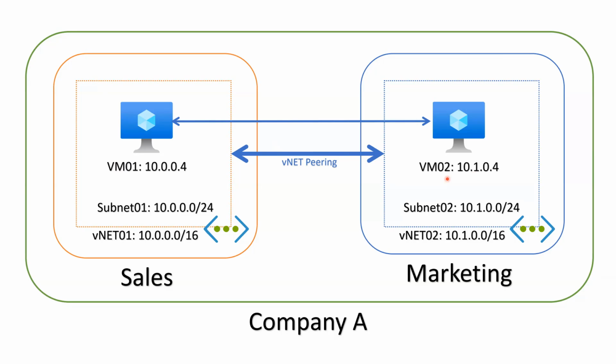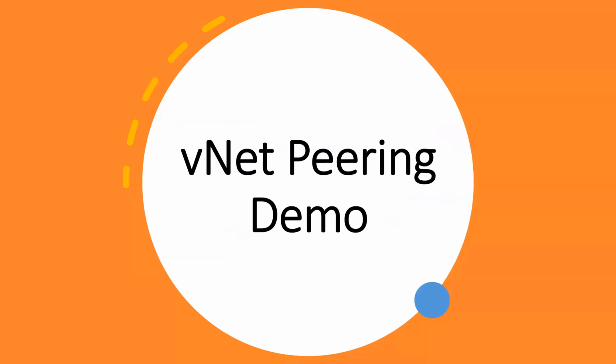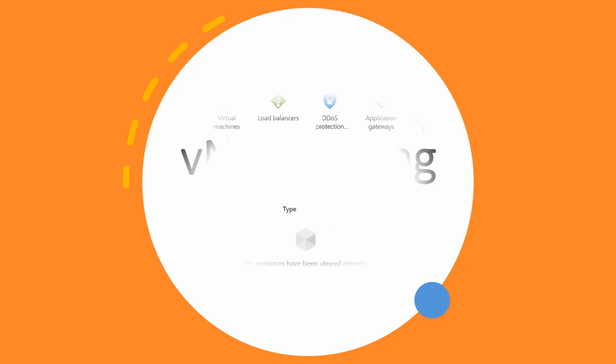I hope you have understood the concept of vNet peering and why we need vNet peering. Now the next part is to see all this in action. We'll see how we can configure vNet peering between two virtual networks and try to access the web server deployed on VM02 by sitting on VM01. So let's see all this in action.